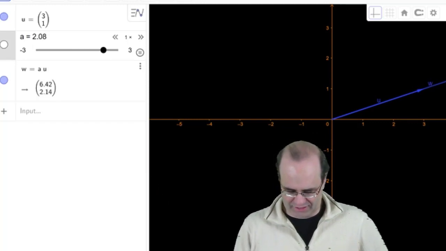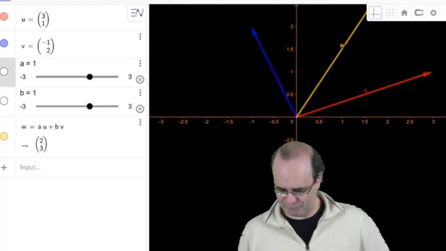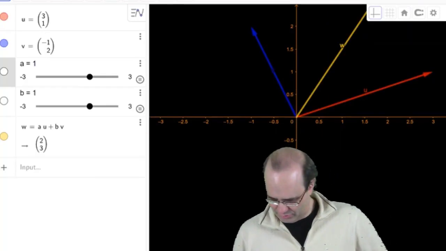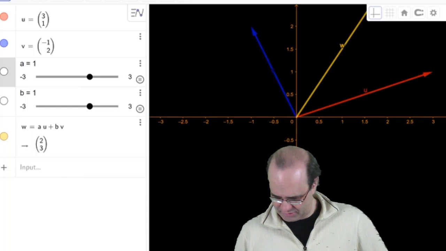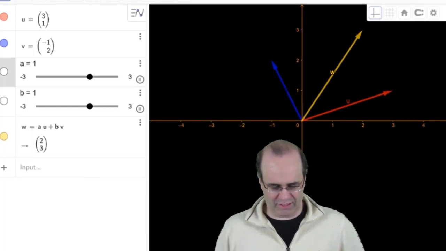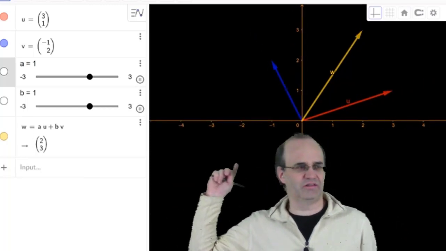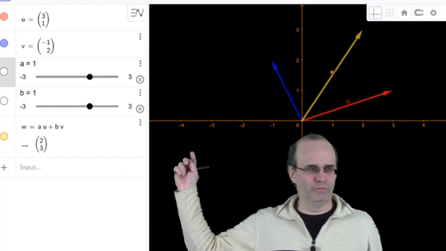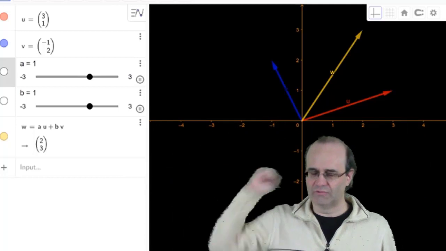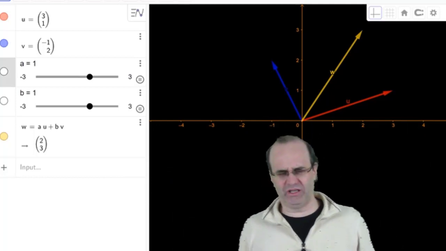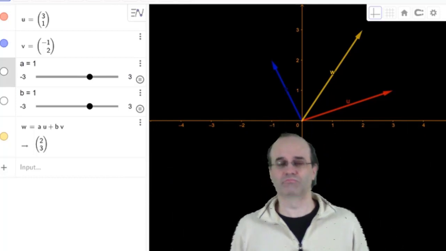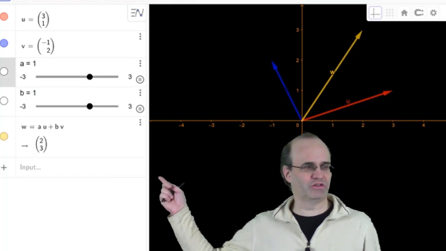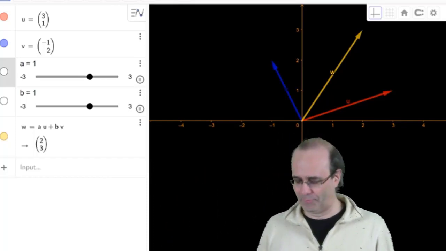All right, so let's look at something a bit more interesting. Let's say we look in the plane. Here maybe I want to zoom out a little bit. So I have u again, this time u is red. I've got a v in blue up here, and w is a linear combination of u and v, so it's equal to a times u plus b times v. w is in yellow.